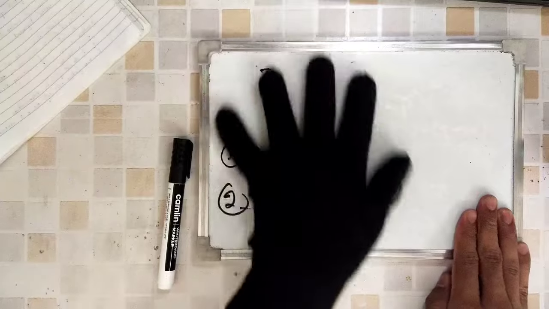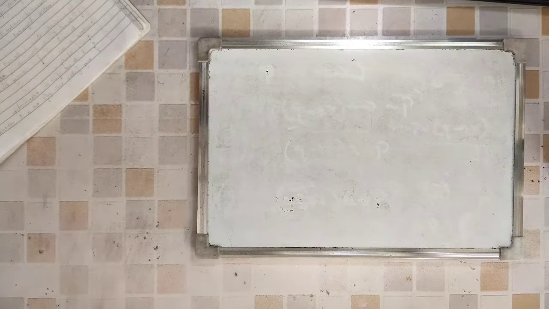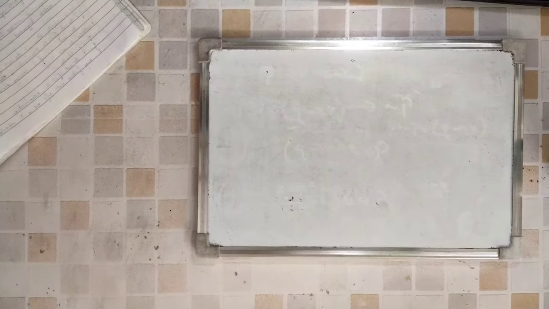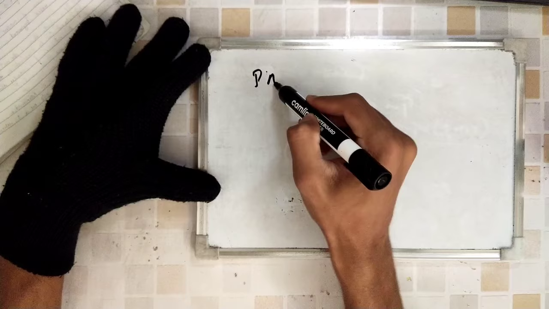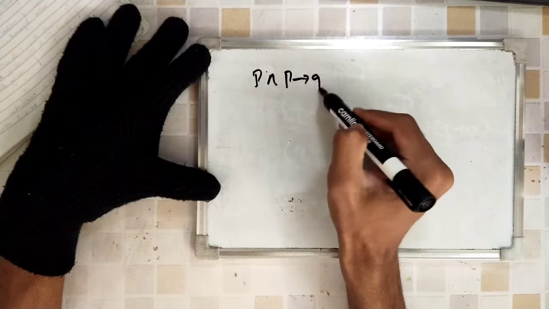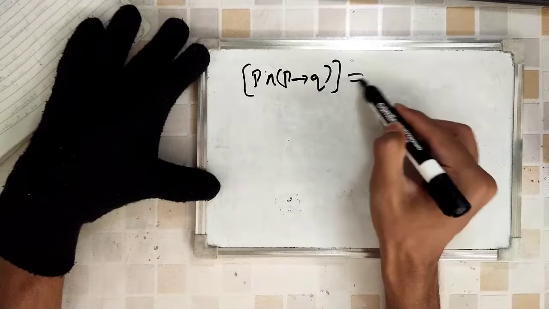Actually, we have already solved this in the beginning. I'll just show some examples for you. What they say, logical implication: take one example, P and P implies Q. This whole thing, they have said, is logically equivalent to Q.